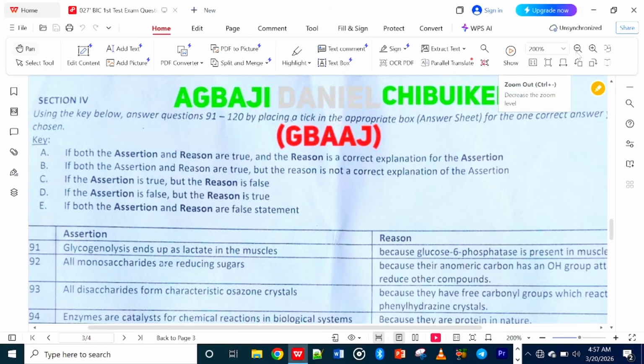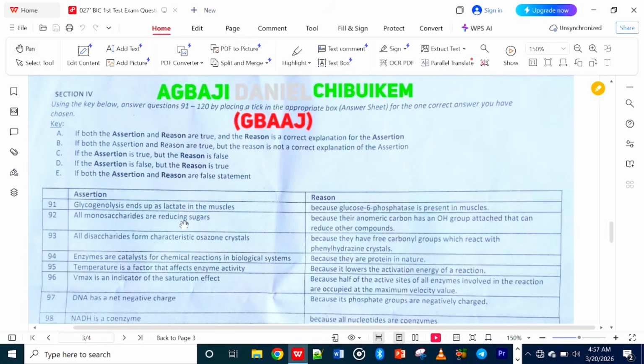What they usually ask here is, if both assertion and reason are true and the reason is the correct explanation for the assertion, blah blah blah. If you check B, C, D, and E, you see what they are saying. There's no need for me to say it because you can obviously see my screen. So they will now ask you a question in the assertion.